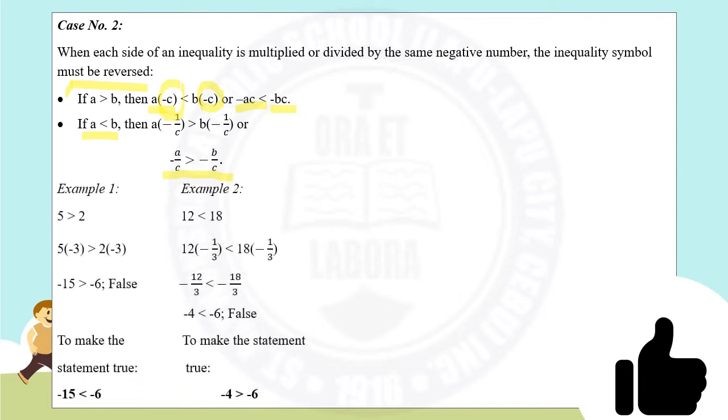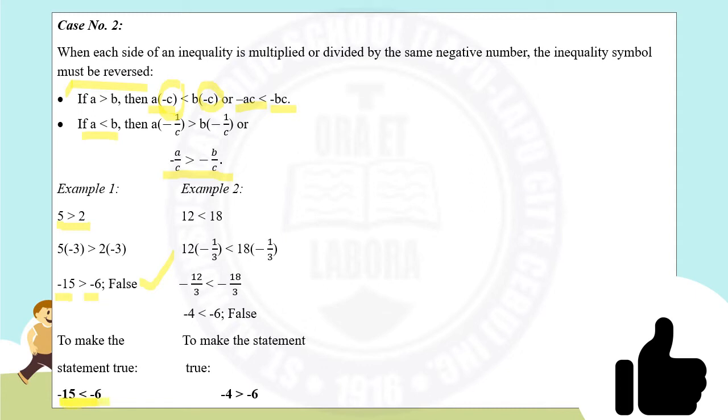Example 1. 5 greater than 2. So 5 times negative 3 greater than 2 times negative 3. So 5 times negative 3 is negative 15. 2 times negative 3, it is negative 6. It is false. Right. To make the statement true, negative 15 less than negative 6.